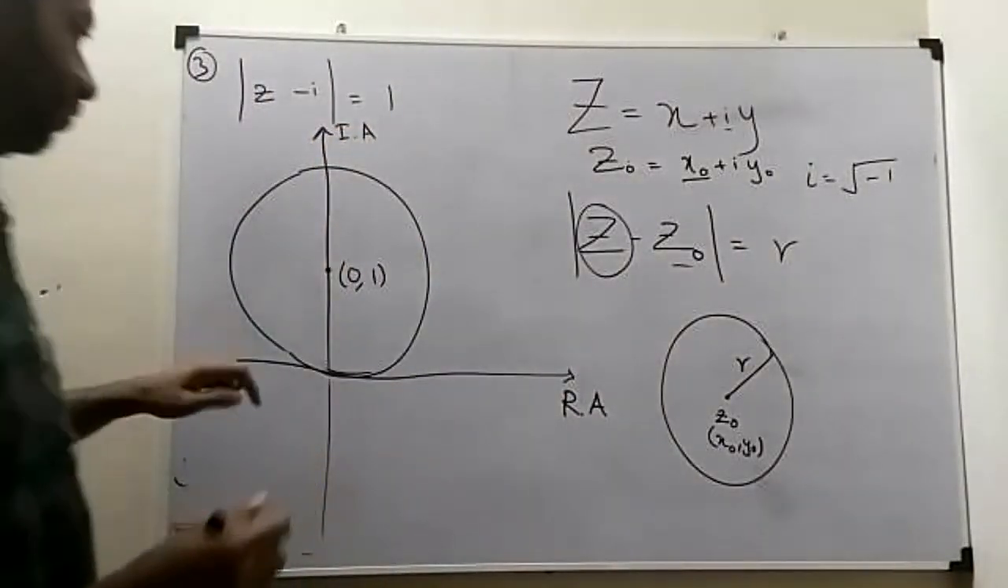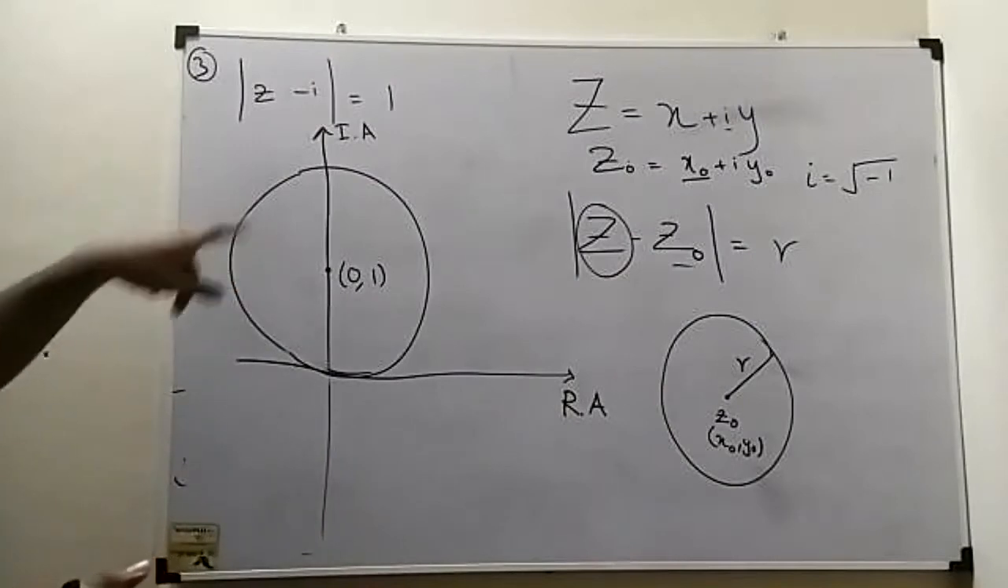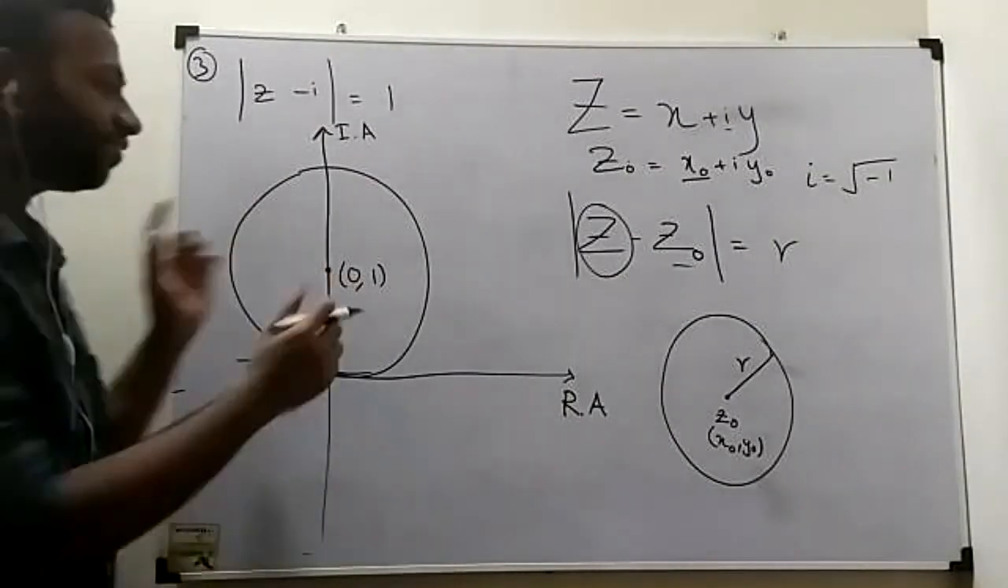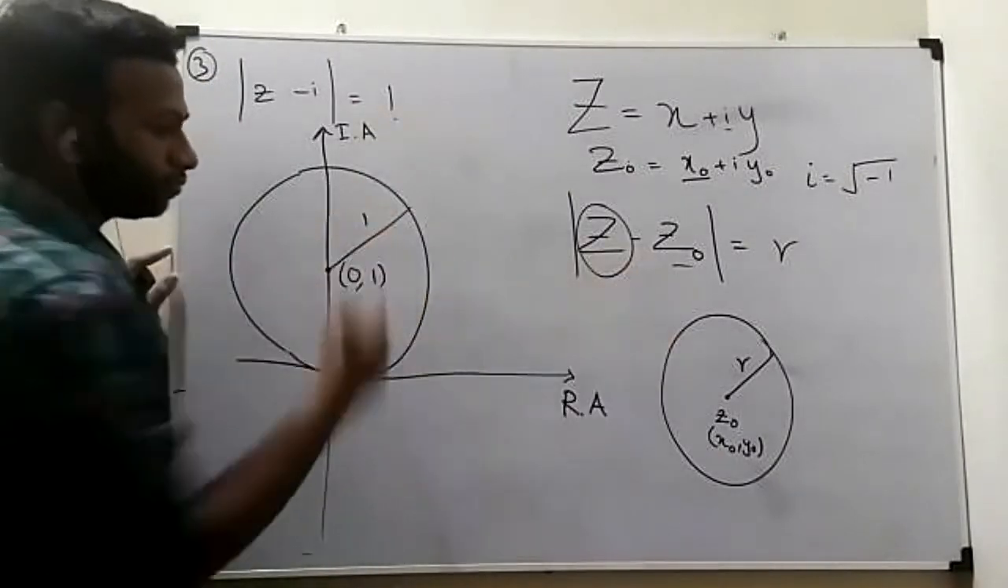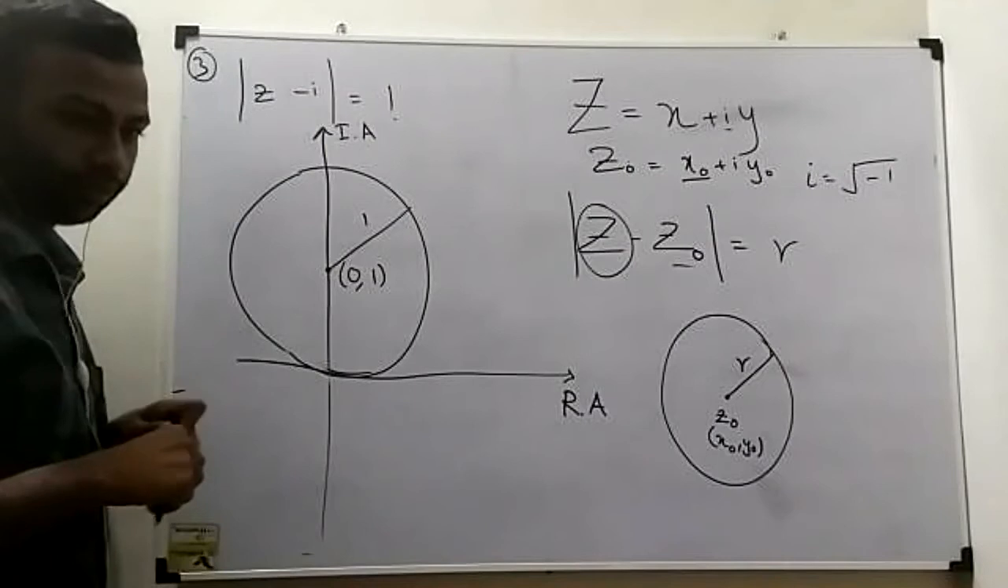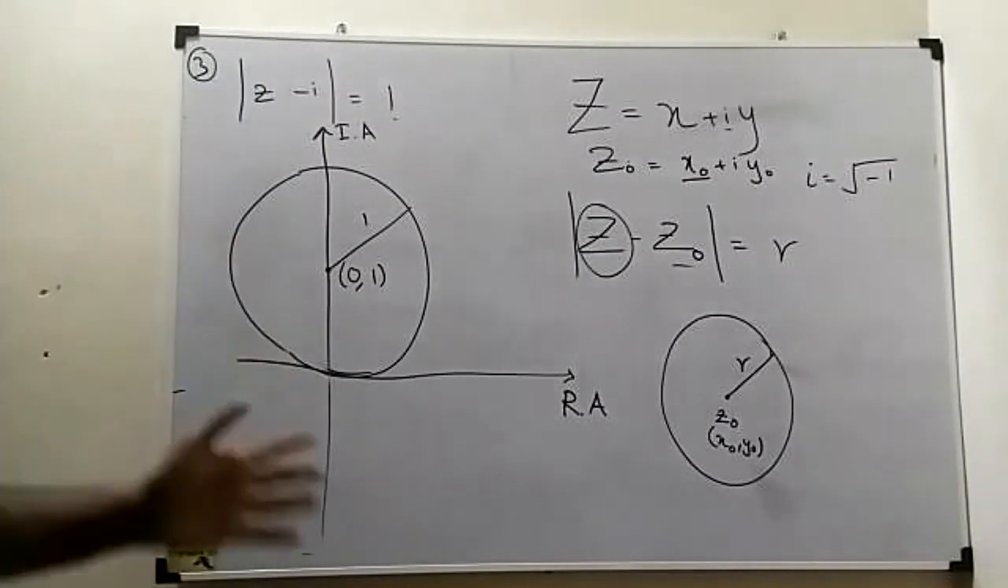Okay, so I hope you can see my circle here. So 0, 1 is the center, and the distance it represents is equal to 1. The radius is 1. Okay? So that's the first thing they have got. What's the next thing?